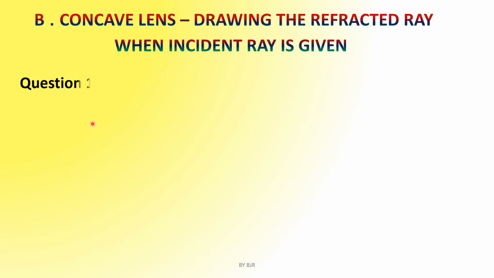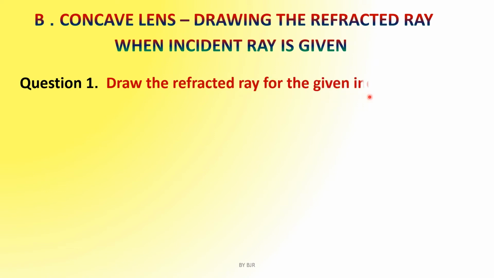Now, let us draw the refracted rays for the given incident rays for concave lens. Concave lens, drawing the refracted ray when incident ray is given. In this question number 1, draw the refracted ray for the given incident ray.